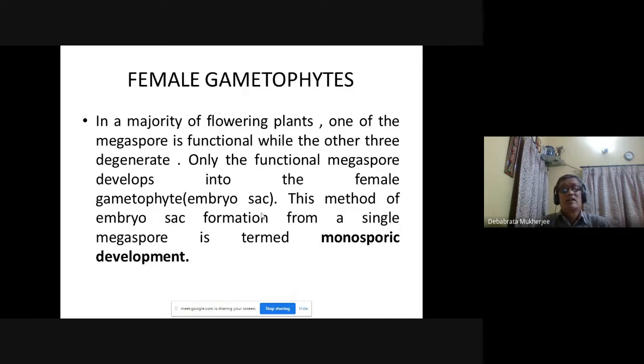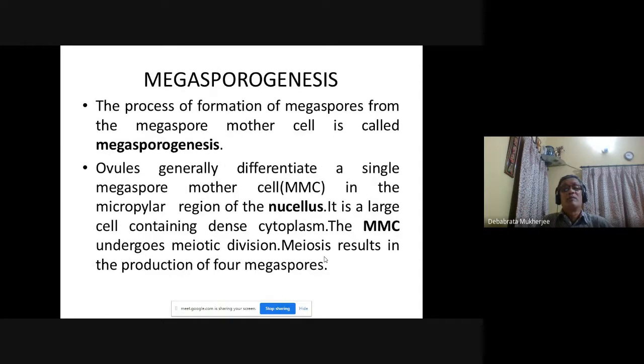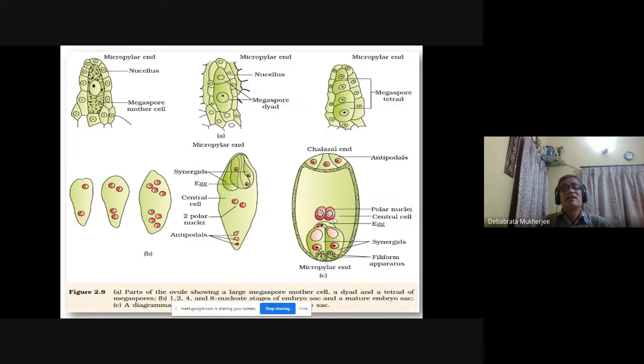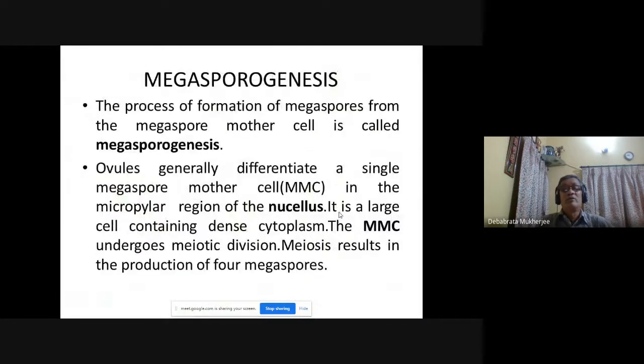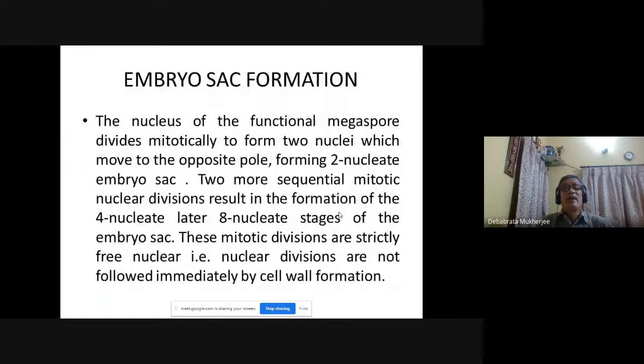This method of embryo sac formation is called monosporic development, which is a very important term. Let's go back to the pictures again. So let's talk about this embryo sac. How is it formed? The nucleus of the functional megaspore divides mitotically to form two nuclei, which move to opposite poles, forming the two-nucleate embryo sac. Two more sequential mitotic nuclear divisions lead to the formation of the four-nucleate and later the eight-nucleate stage of the embryo sac.